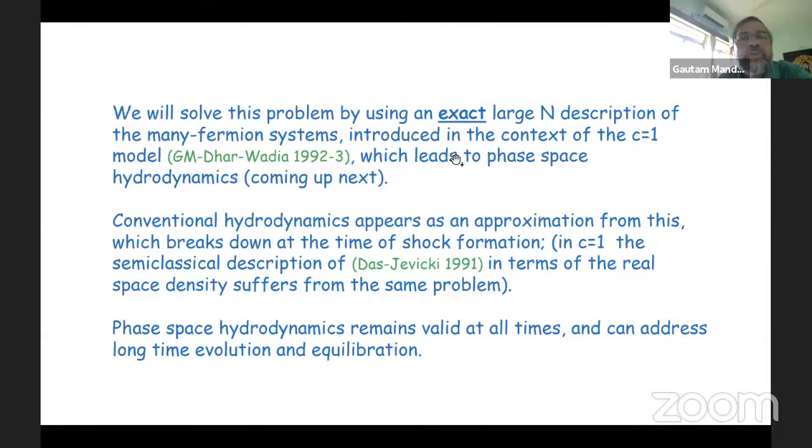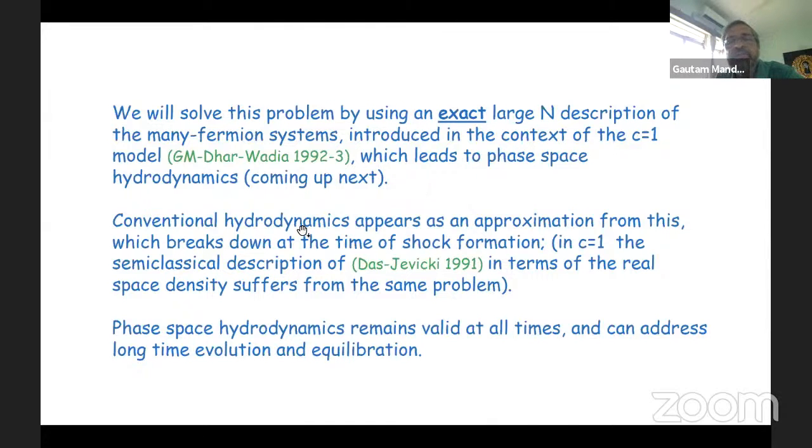The way we solve it is by using an exact large n description. It's exact in the large n limit. We'll also talk a little bit about the deviations from n equal to infinity. This was introduced in the context of the C equal to 1 model in some work that we did during 1992 to 93, which leads to phase-space hydrodynamics. This led to the concept of phase-space hydrodynamics, which I will describe in detail next.